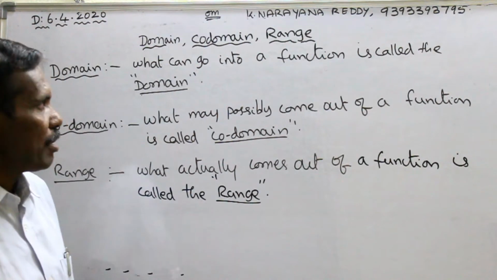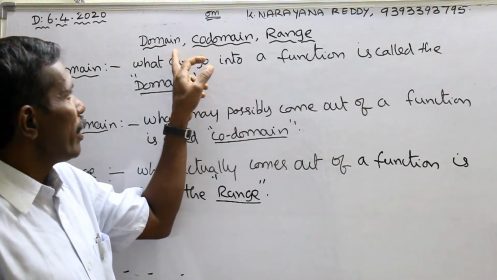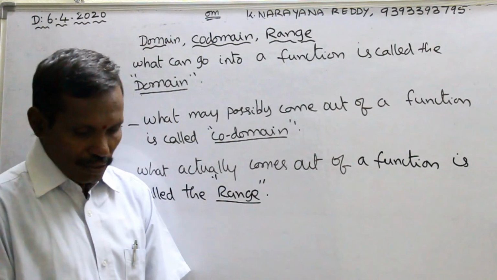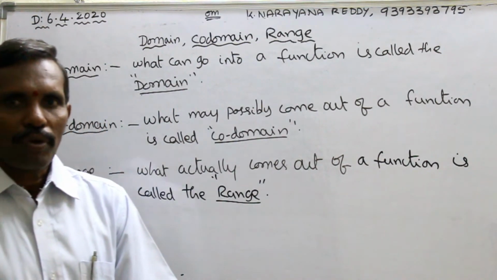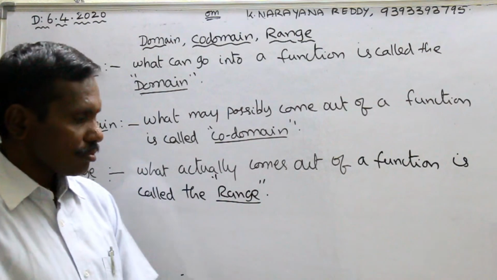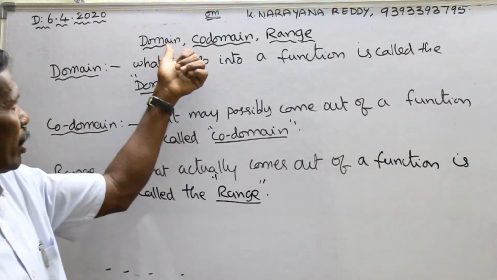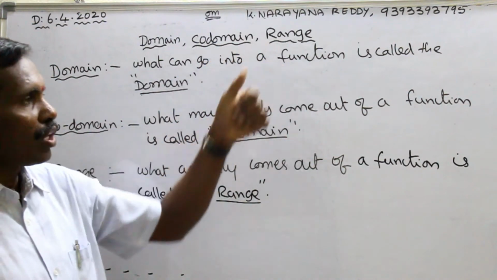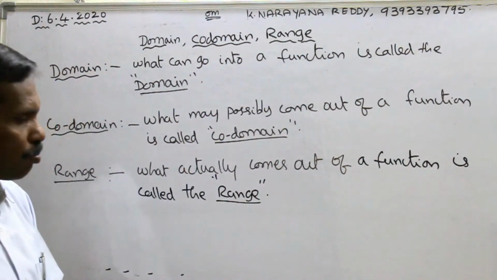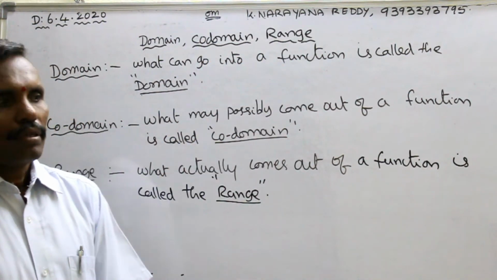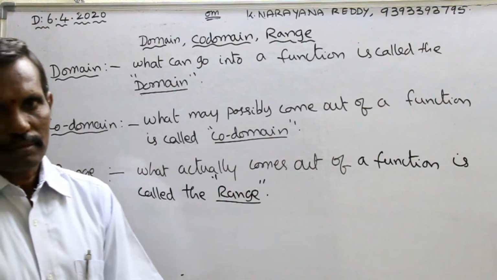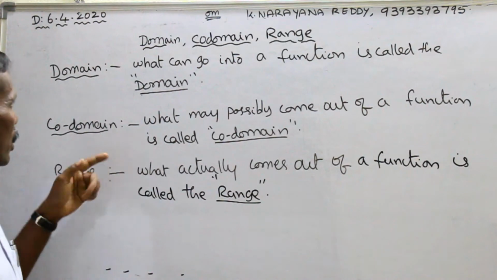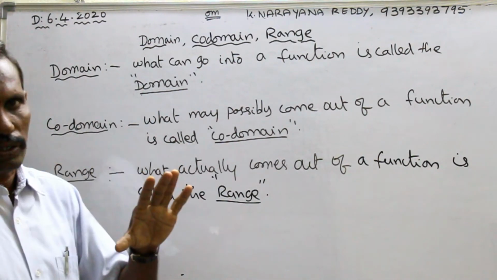In this class, I am explaining about domain, codomain, and range. These are very important in functions. What is meant by domain? What is meant by codomain? And what is meant by range? Simple. I already told in the last classes about domain and range. Now, what is domain? Input values.